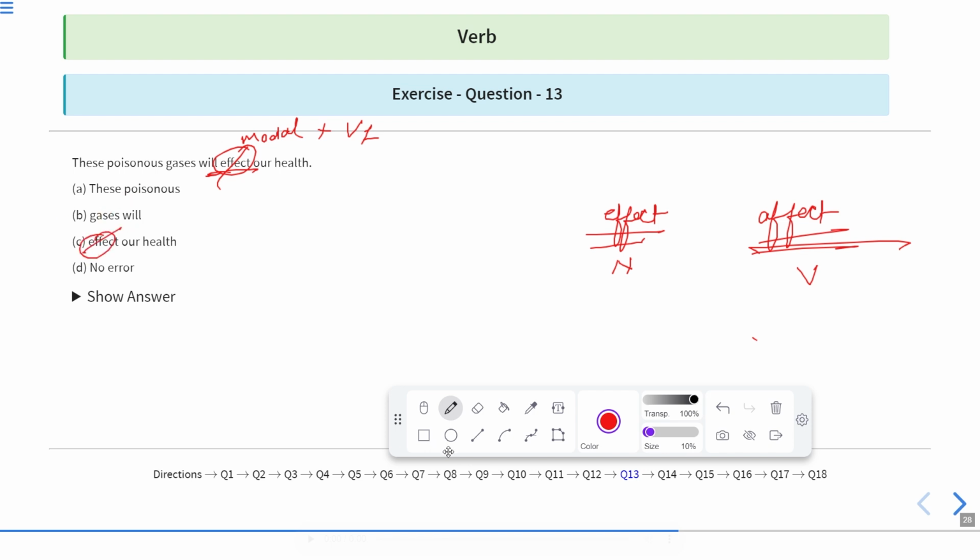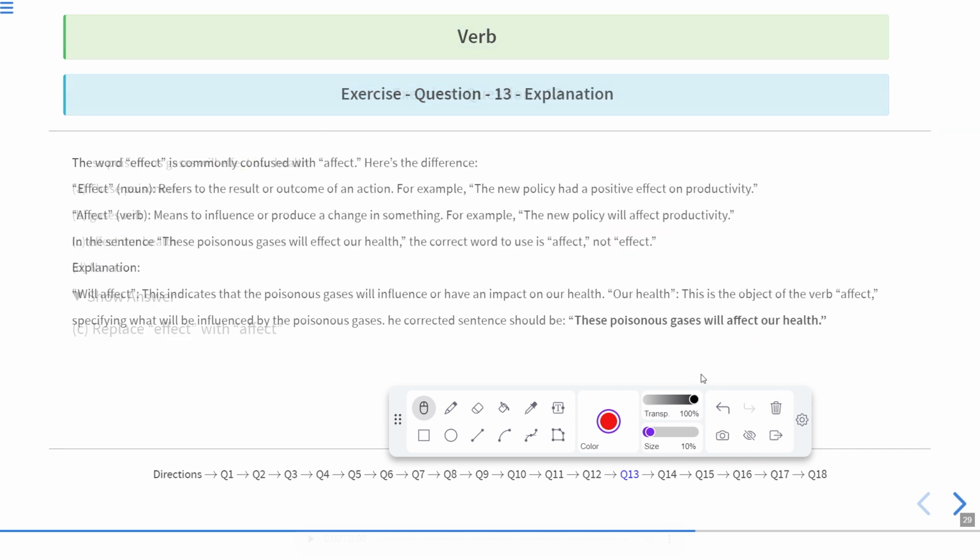Okay, so here the answer is part C. C is the correct answer. Replace effect with the word affect. Now let us see the explanation. The word effect is commonly confused with the word affect.